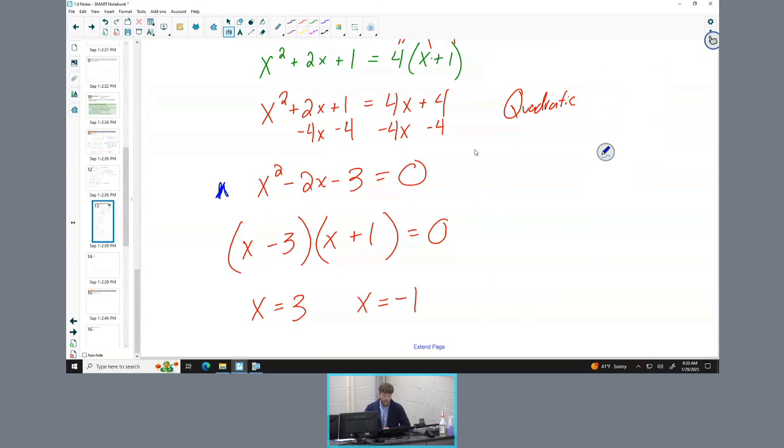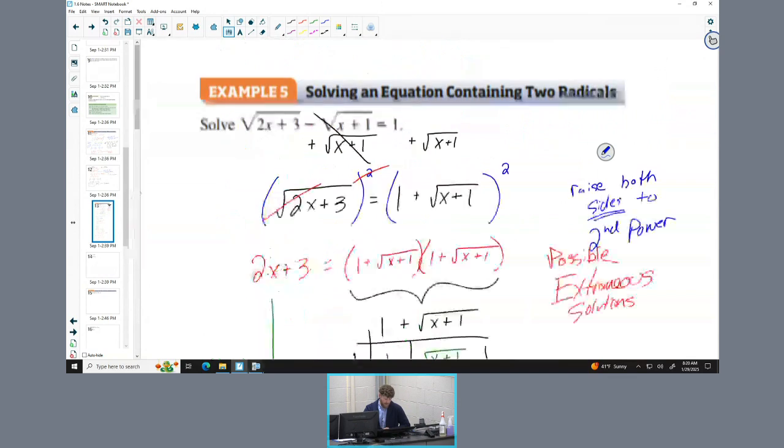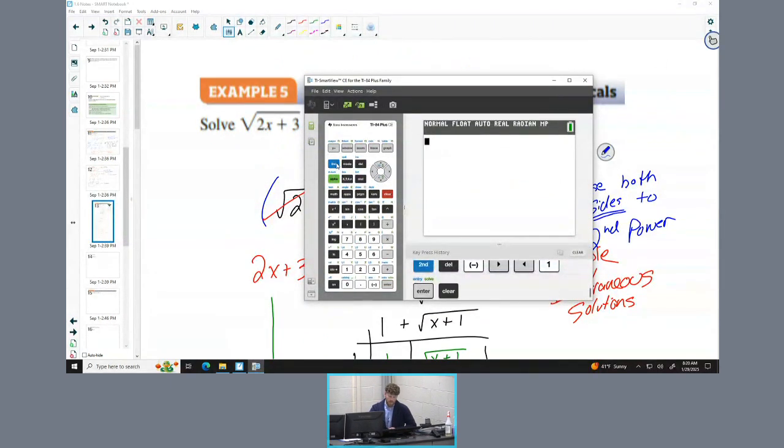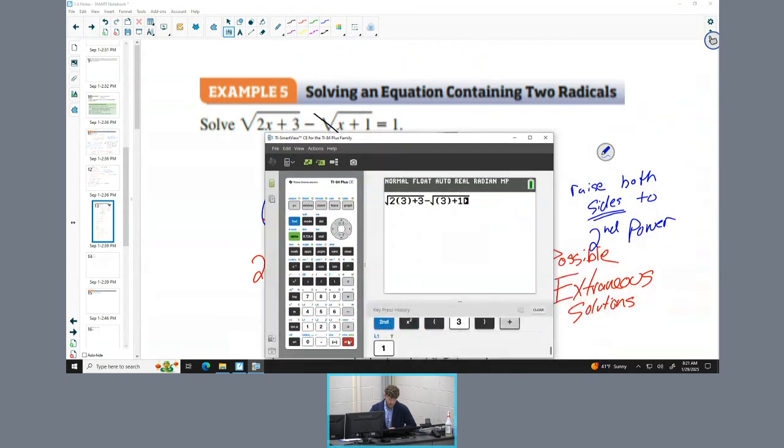But we're still to the point where we need to check our answers, right? Because this could be an extraneous solution. So let's go back to the beginning and plug one of these in and see if it's going to equal 1. We'll start with 3. All right, square root symbol, so that's second. X squared gives you the square root symbol. And I'm saying 2 times 3 plus 3, out of the square root, subtract the square root of 3 plus 1. Now if it's true, it should equal 1. Let's see. Yep. So that tells me that first solution was good.